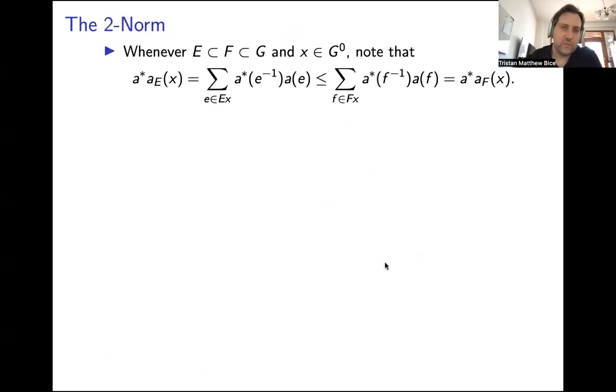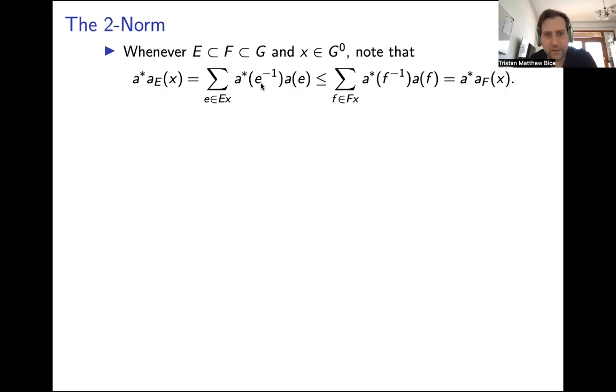What do we do next? Next, we want to define a so-called two norm. To define this, first note that if we have two finite subsets, E and F, where E is contained within F, and if we have some element X of the unit space, then if we look at the value of A star A restricted to E at that unit X, we get this sum. And the sum is well defined because E is finite, so there are only going to be finitely many things in this sum.